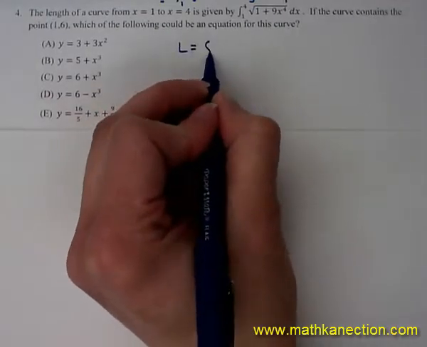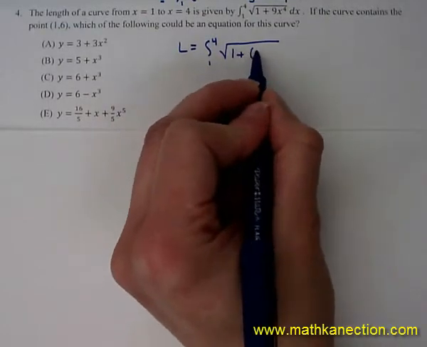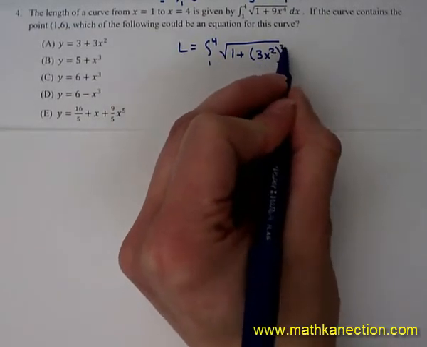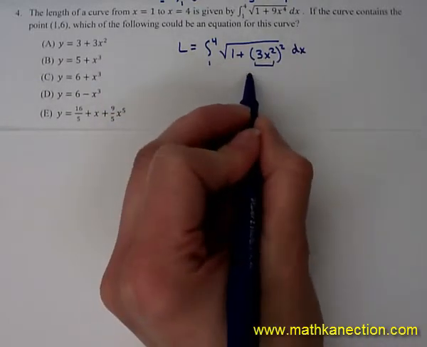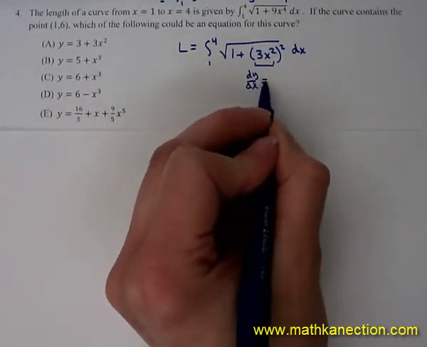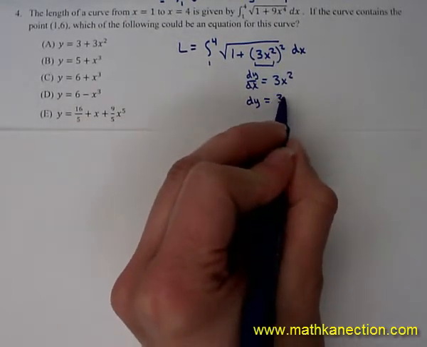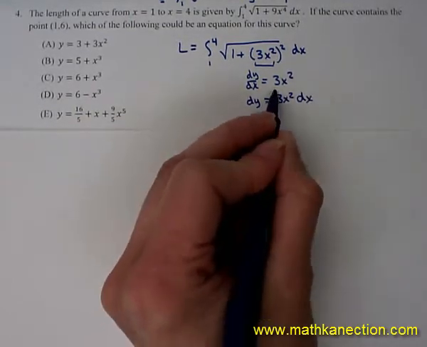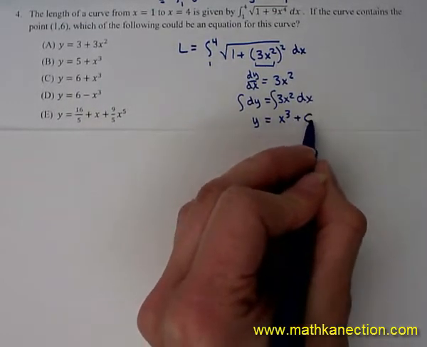So they give the length of the curve as the integral from 1 to 4 of the square root of 1 plus 9x to the 4th, rewriting that as 1 plus 3x squared quantity squared dx. So then you can see that 3x squared is representing dy/dx. So dy/dx is equal to 3x squared. Bringing dx to the other side, we have dy is equal to 3x squared dx. Anti-deriving both sides, we get y is equal to x to the 3rd plus c.